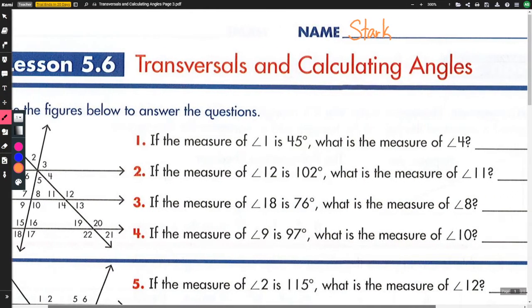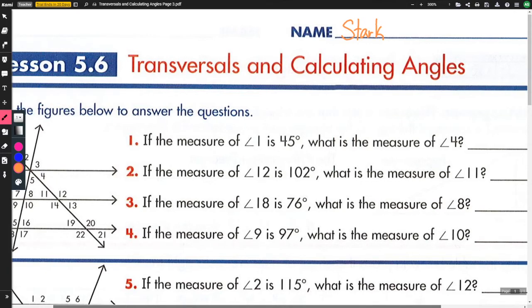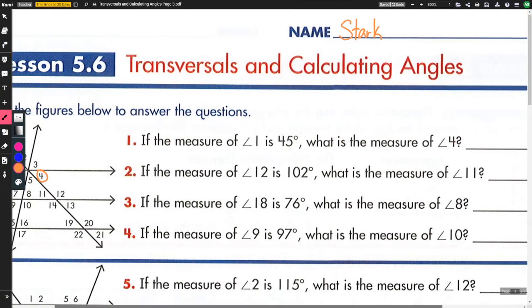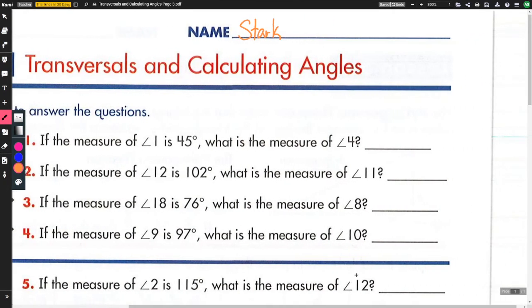If the measure of angle 1 is 45 degrees, what is the measure of angle 4? I have angle 1 here and angle 4 here. If we look at this, we would see that these are on opposite ends, which means they are vertical angles. In vertical angles, if one angle measures 45 degrees, the other angle also measures 45 degrees.